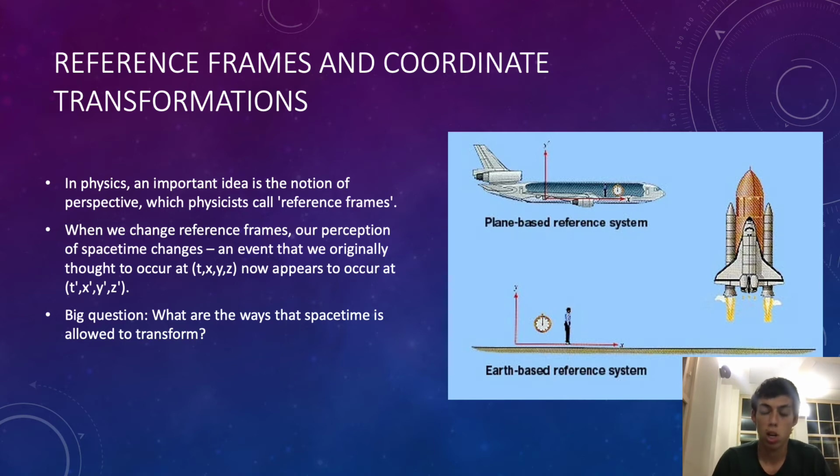And when we change reference frames, our perception of space-time changes. We no longer agree where and when events will happen. So for example, an observer on the ground will think that the wing of the plane is moving, but the observer in the plane thinks that the wing seems stationary. So a big question now is, what are the ways that space-time is allowed to transform when we move between reference frames?